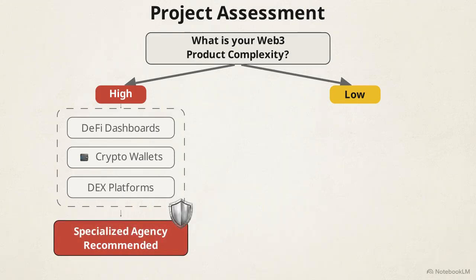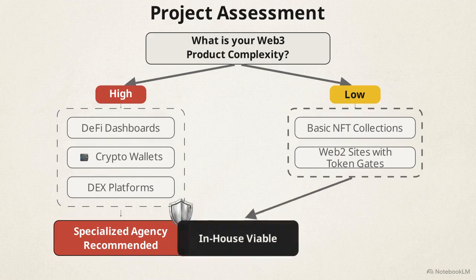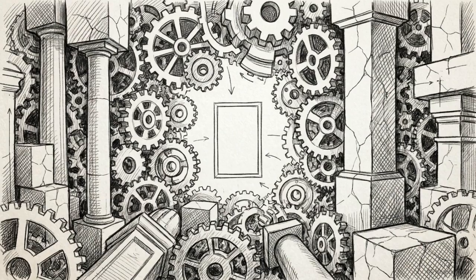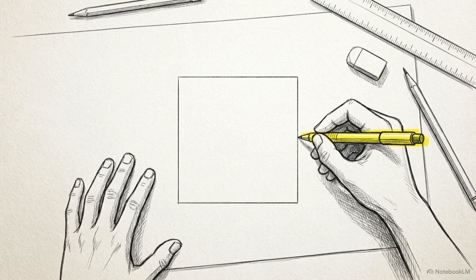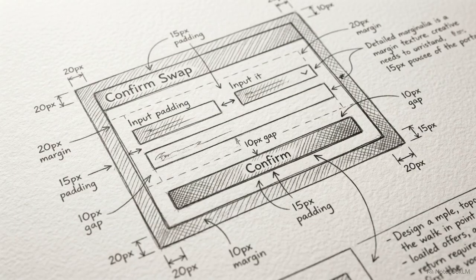If a product handles user funds directly or displays complex financial analytics, hiring a specialized agency is a non-negotiable expense for risk mitigation. Following the low complexity branch, we see basic NFT collections and standard Web 2 sites utilizing simple token gates. For these low-complexity projects or enterprise pivots, hiring an agency for a full 9-step process is likely a massive overspend. Standard in-house design is entirely viable here. The decision to outsource is entirely dependent on proximity. The closer the user's raw financial assets are to the interface layer, the more you need specialized designers.